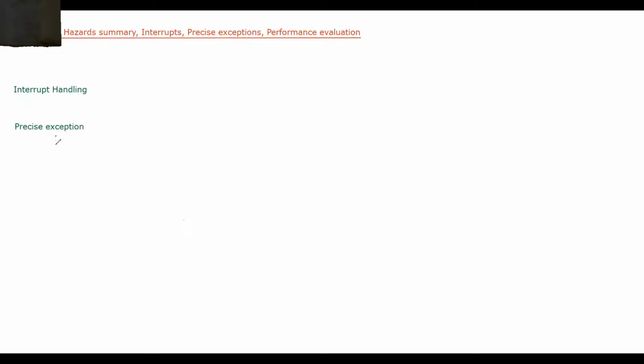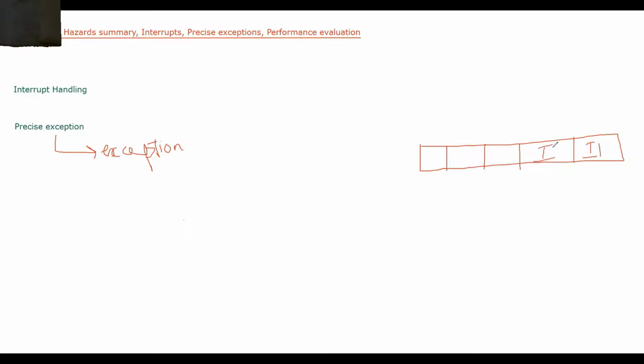A precise exception says that whenever we have an exception, for example, I have a processor, this is my processor. We know this processor has how many stages? 5 stages. So I am making 5 stages here. Let's say instruction I1 is in the write back stage, instruction I2 is in the memory access stage, instruction I3 is in the execute stage, instruction I4 is in the operand fetch stage, and instruction I5 is in the fetch stage. So at one particular time, there may be 5 instructions in the pipeline.